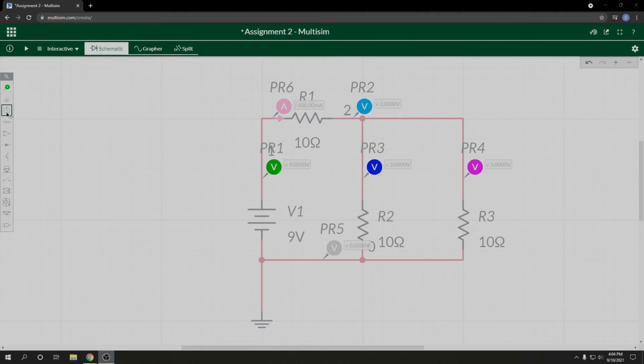Now, if I create a few more current meters and attach them to the circuit, and run the simulation, I can show that this is 0.3 amps, this is 0.3 amps, and this is 0.6 amps. Because the amp meter is facing the wrong direction, it is a negative value.